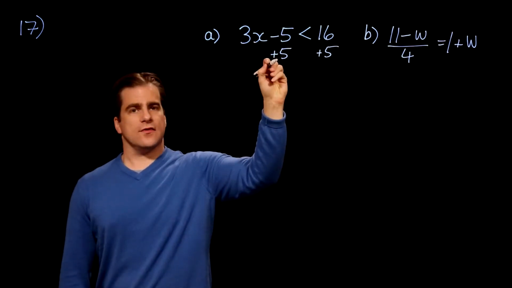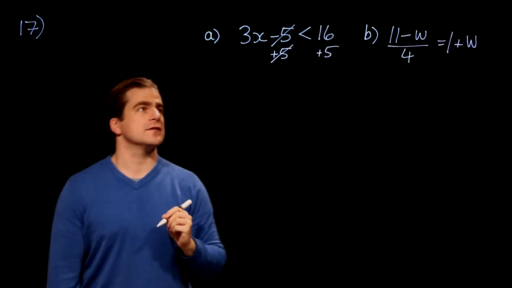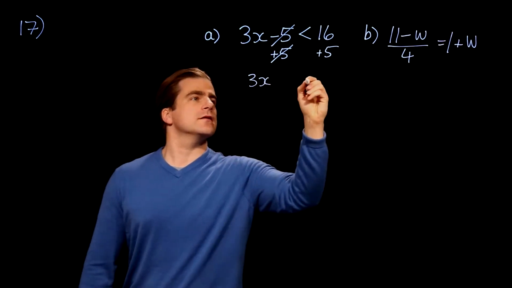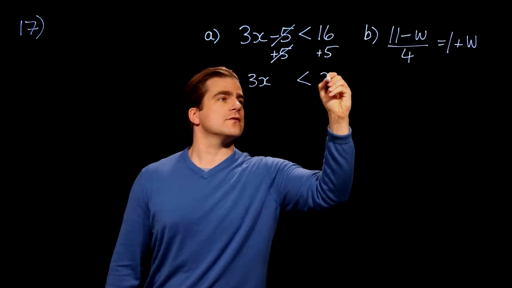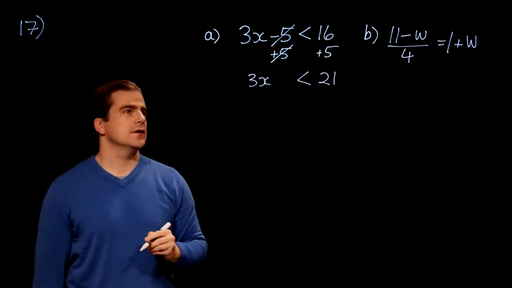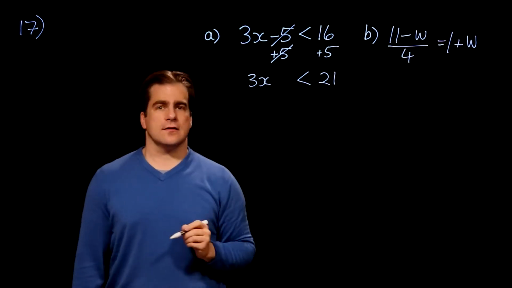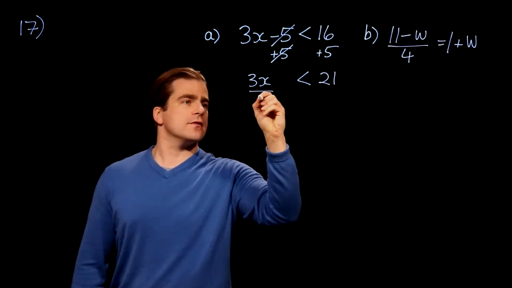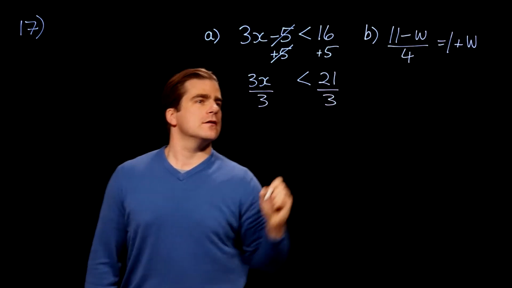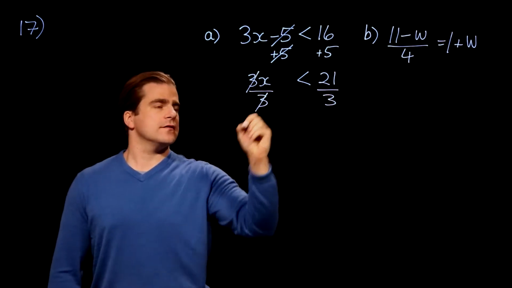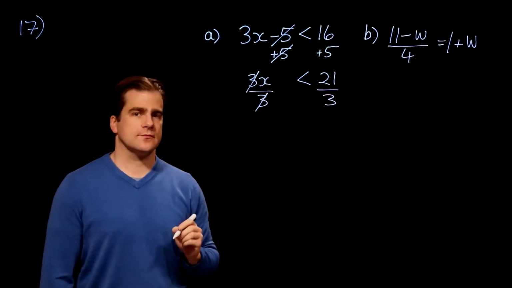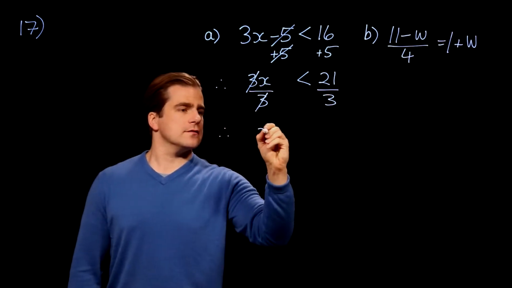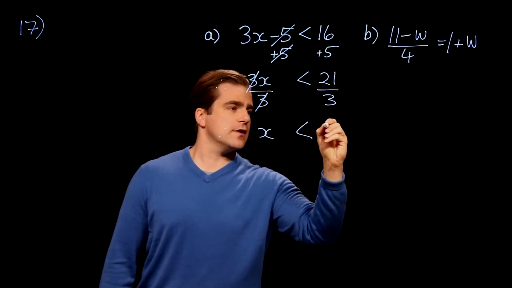So you've got minus 5 and plus 5 equals 0, so they cancel, and you're left with just 3x. So we're left with 3x is less than 16 plus 5 is 21. Now we have to get the 3 over here. How do we do that? Well, it's 3 times x at the moment, so if we divide both sides by 3, we can cancel the 3's on this side, and we're left with just x. So therefore, x is less than 21 divided by 3 is 7.